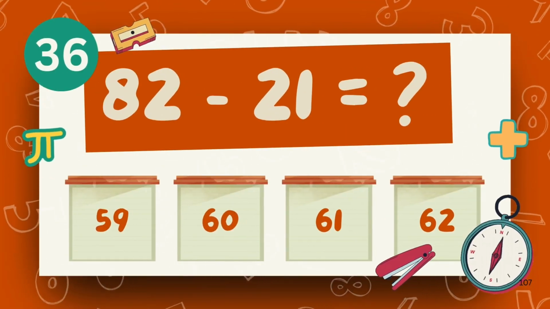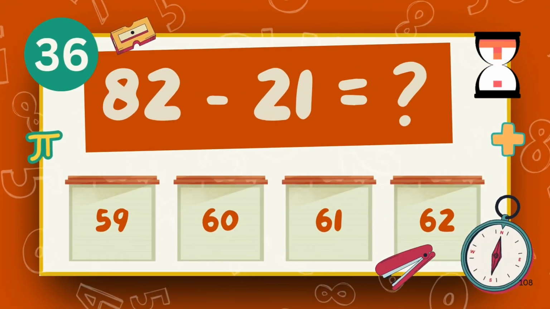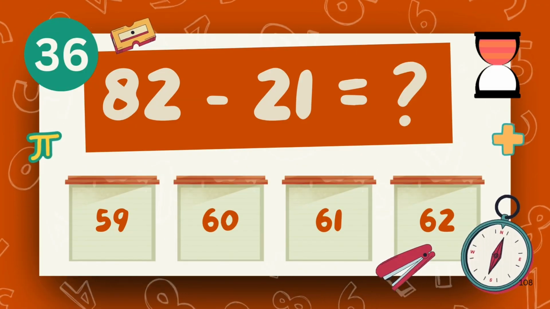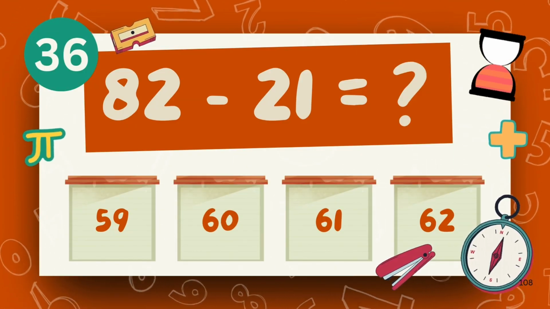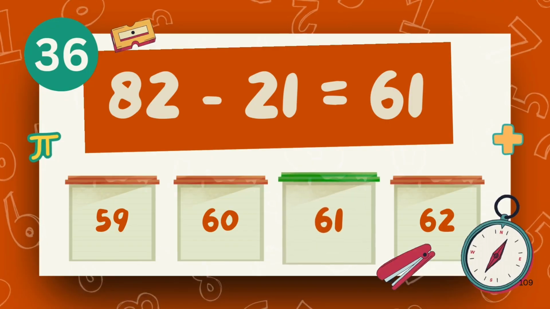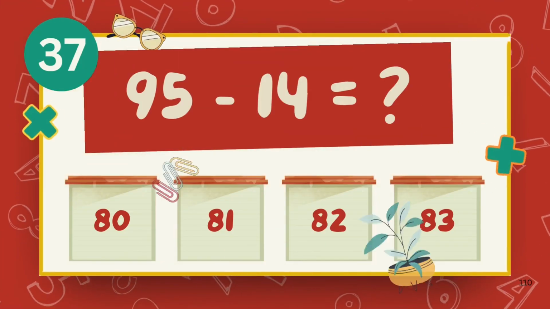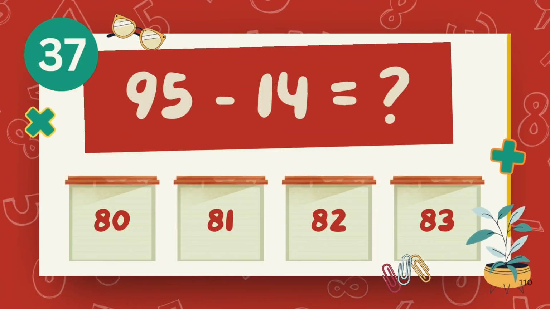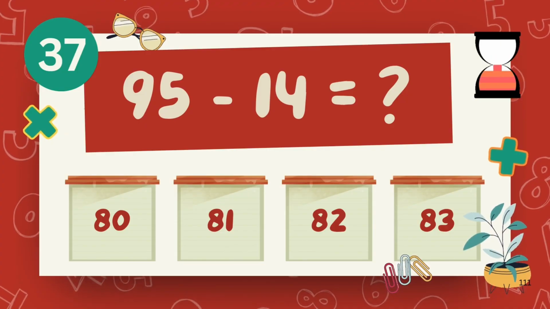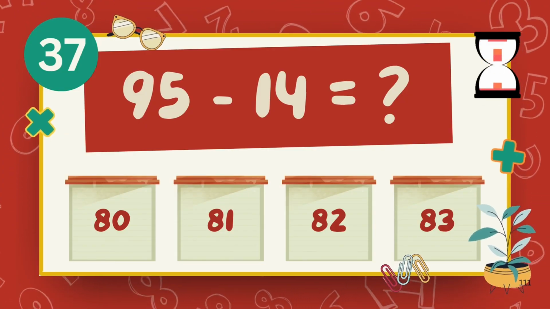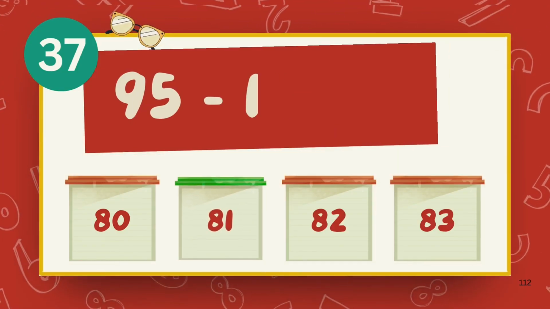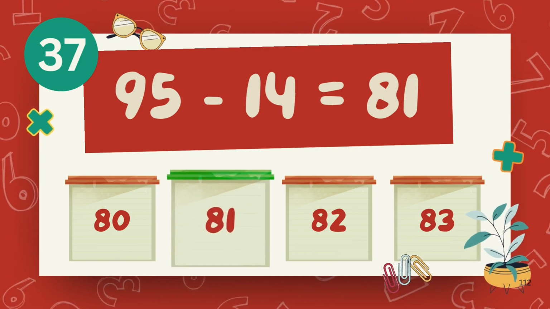What is 82 minus 21? The answer is 61. What is 95 minus 14? The answer is 81.